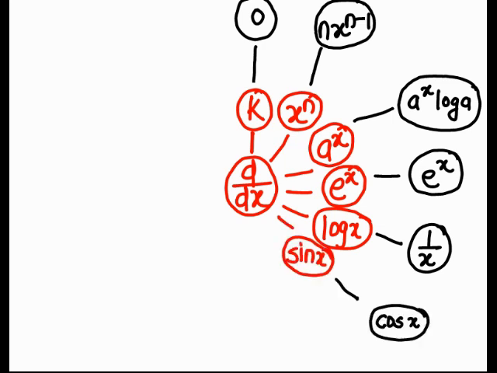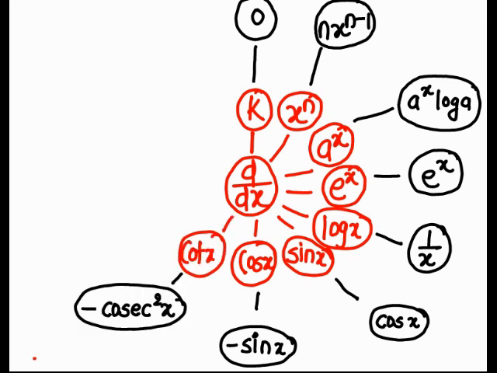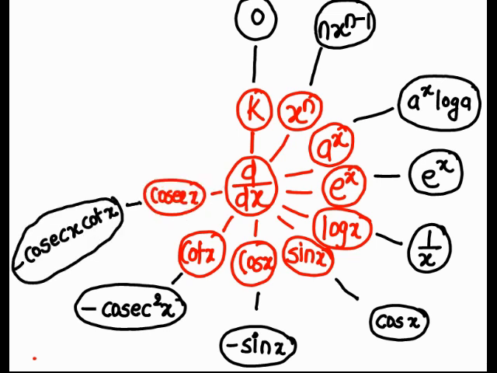Derivative of sin x is cos x. Derivative of cos x is minus sin x. Derivative of cot x is minus cosec square x. And derivative of cosec x is minus cosec x cot x.